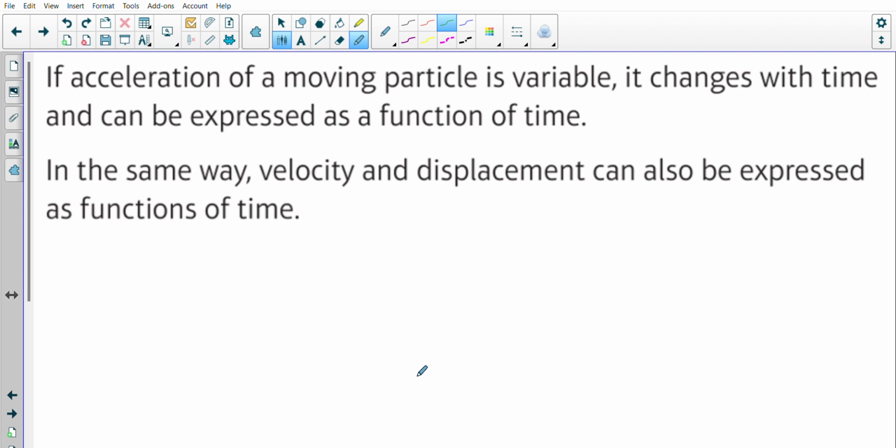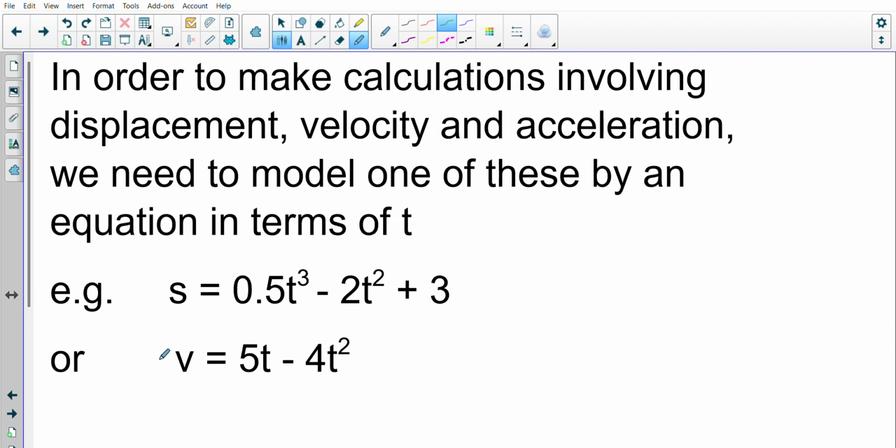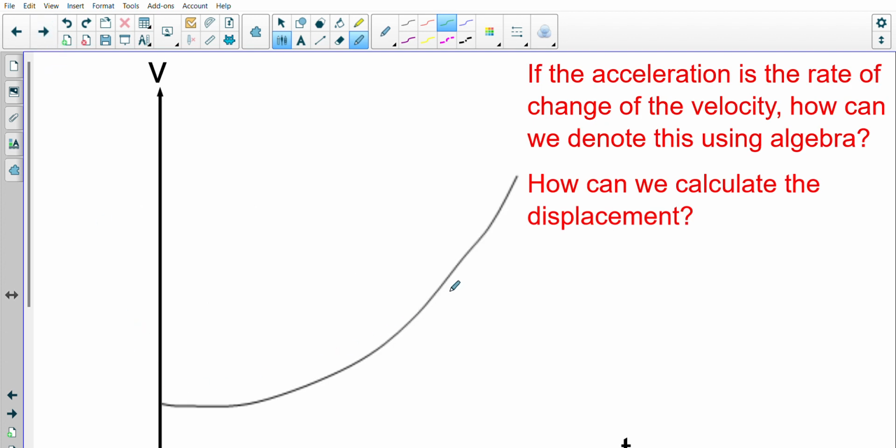If the acceleration of a moving particle is variable, it changes with time and can be expressed as a function of time. That's the same for velocity and displacement. They can be expressed as functions of time. So just to give you an idea, these are some of the equations that you're going to be seeing, and they're in terms of t. s represents displacement or distance most of the time, v is for velocity, and you could have a similar equation linking to acceleration.